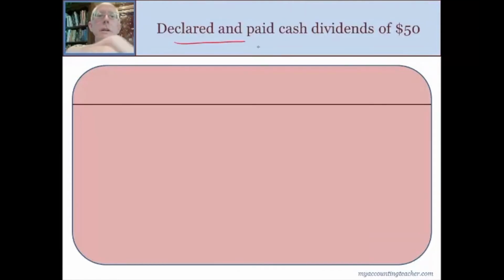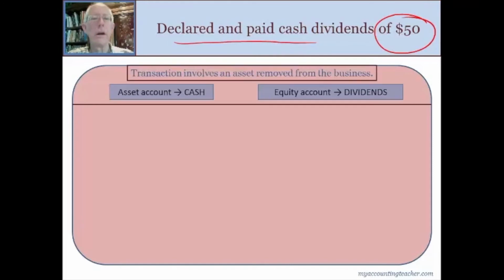Hey, let's declare and pay a dividend, $50. Cash dividend. All right, cash is involved, dividends are involved. Good, fine. So far, so good. Dividends, by the way, are not an expense. There's no such thing as dividend expense. If you say the words dividend and expense right together, you're going to get yourself in trouble. Federal authorities will be involved. So don't do that. Dividends are not an expense.